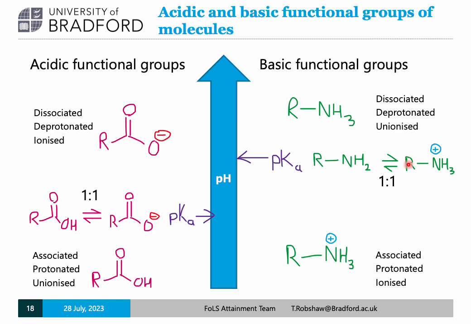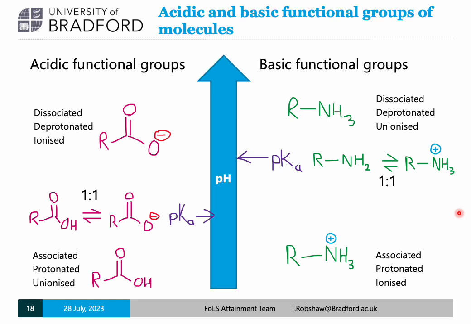So let's look at this carboxylic acid and this amine as an example. You can see that below the relevant pKa's of the functional groups, both the carboxylic acid and the basic amine are associated with their extra proton, and therefore they are protonated. However, you can see that the acid is unionized, not charged, but the amine is ionized, positively charged.